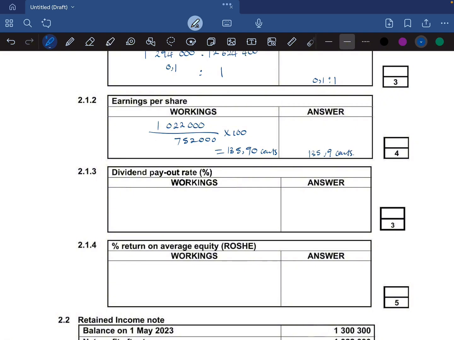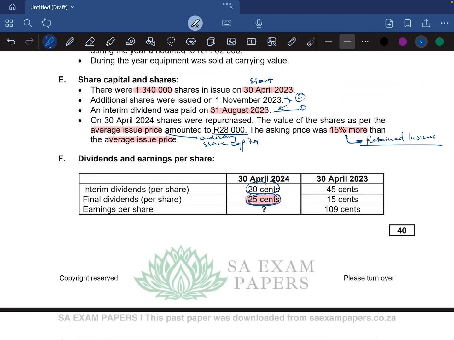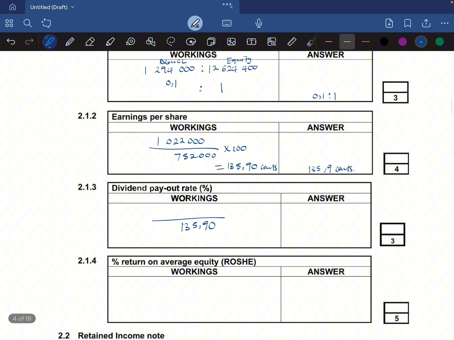So the dividend payout rate is how much we have paid to our shareholders from the earnings per share. So we know that the earnings per share was 135.90. That is what each share has earned. And now we have paid to our shareholders 20 cents and 25 cents, right? So that becomes 20 plus 25 cents, and then we'll multiply that by 100. And then we're going to say 20 plus 25, okay, over the 135.9, and then that gives 33.11%, and then just say 33.1.